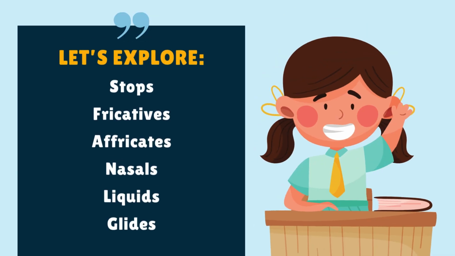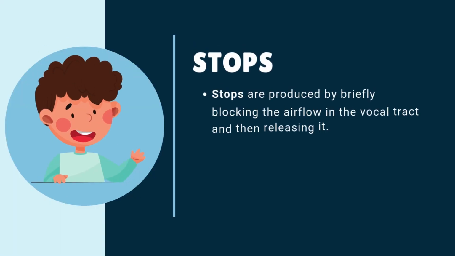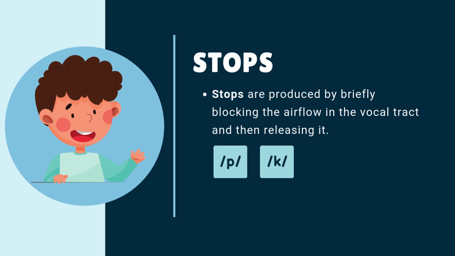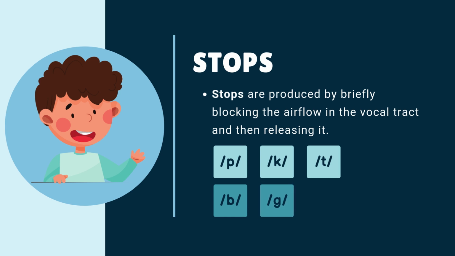Let's explore the different categories of consonant phonemes: stops, fricatives, affricates, nasals, liquids, and glides. Stops are produced by briefly blocking the airflow in the vocal tract and then releasing it. There are three unvoiced stops: p, k, t. And there are three voiced stops: b, g, d.